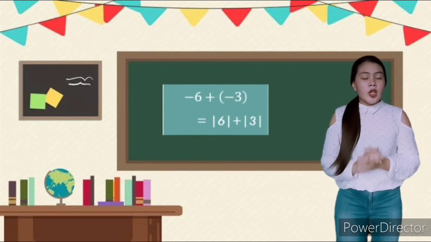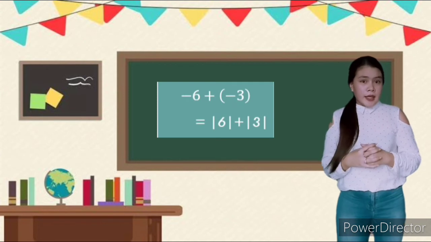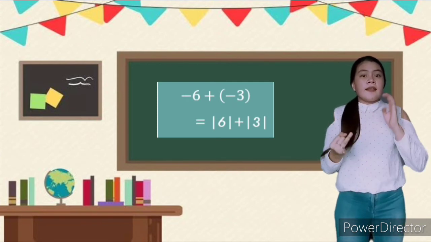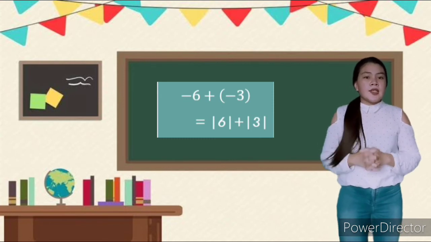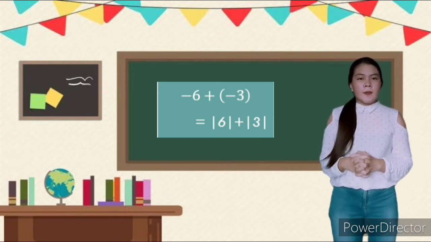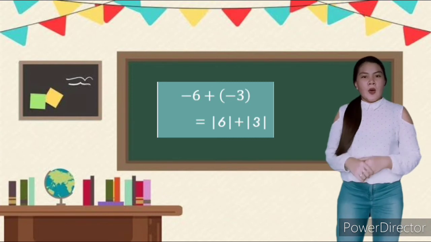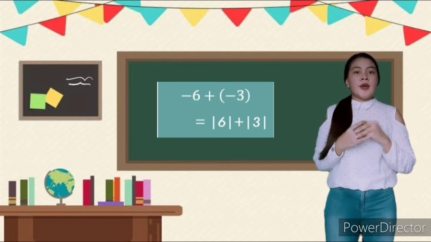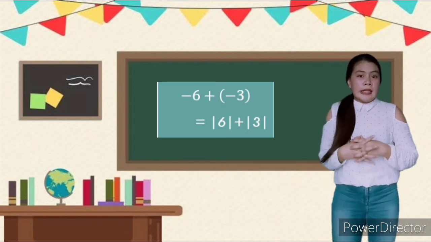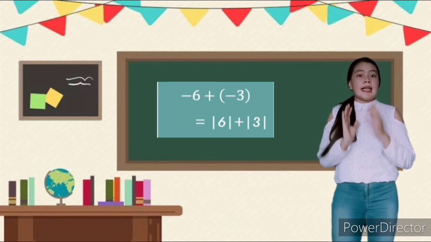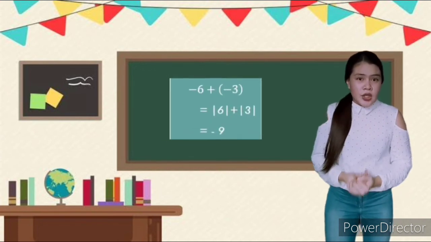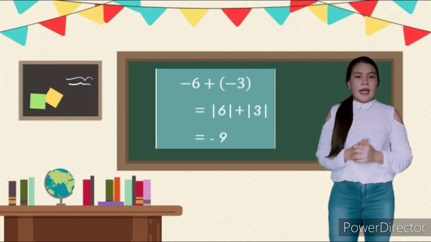add the numbers obtained in step A. So, we will add 6 and 3. So, the answer would be 9. So, now we will proceed to step C, which is to attach the common sign of the integers to the answer in step B. So, the final answer would be negative 9. Understand?